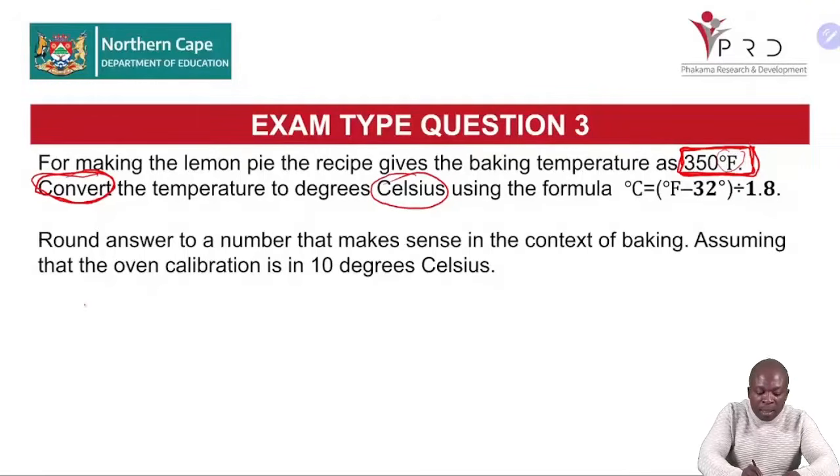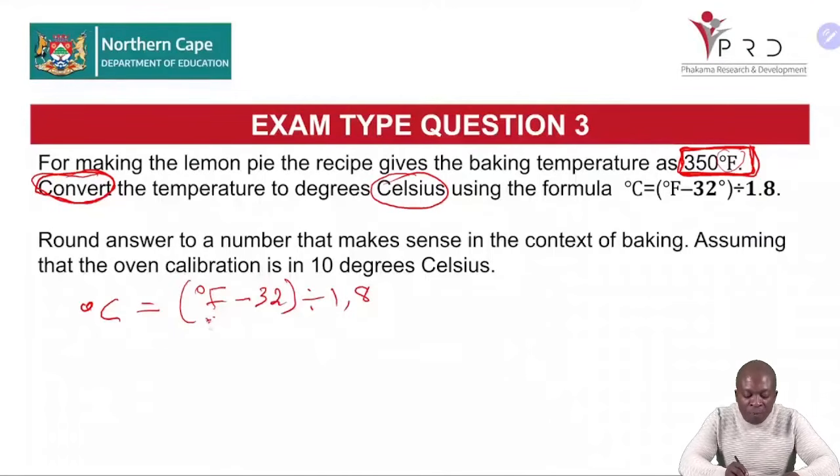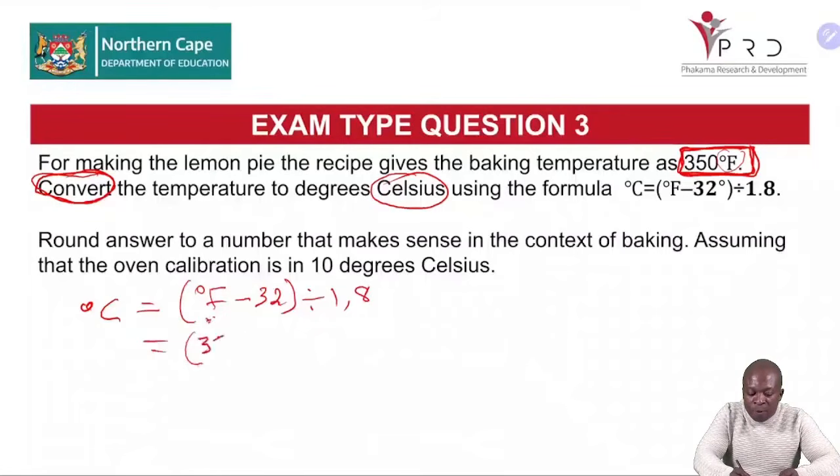We are having our formula. It says degrees C equals open bracket degrees F minus 32, close the bracket, divide everything by 1.8. So what do we put here? We are going to put our 350. So it's going to be, we still open the bracket, but this time you don't write the F, you write the value of the F. In our case, it is what? 350. Are we together, my learners? Good. Minus 32, close bracket, divide everything by 1.8.